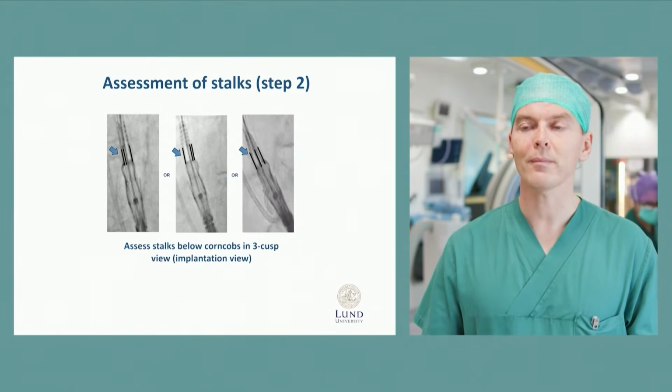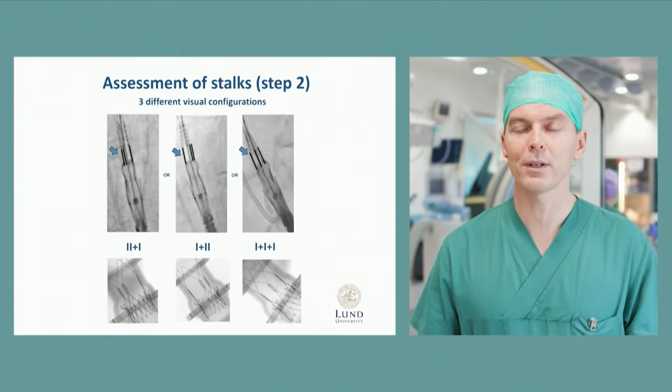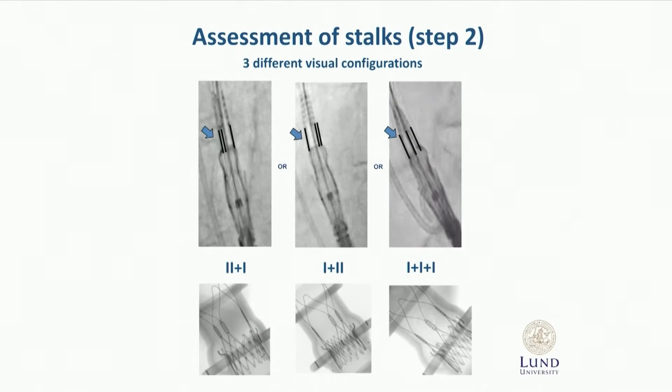And this gives us 3 different configurations. We have 2 stalks on the left and 1 to the right. This is 2 plus 1. We have 1 stalk on the left and 2 on the right. That's 1 plus 2. Or they're evenly distributed. This means 1 plus 1 plus 1. So 3 different configurations that we can see whether the valve is aligned or misaligned.